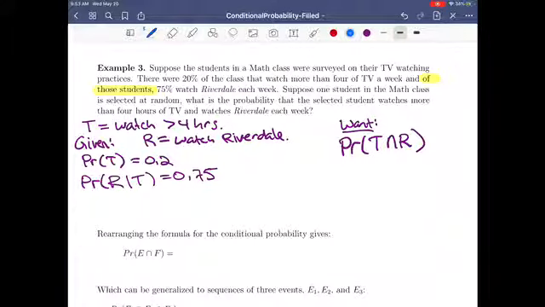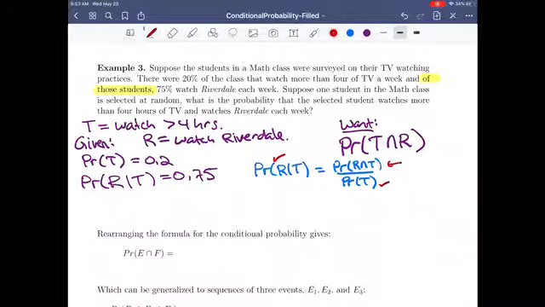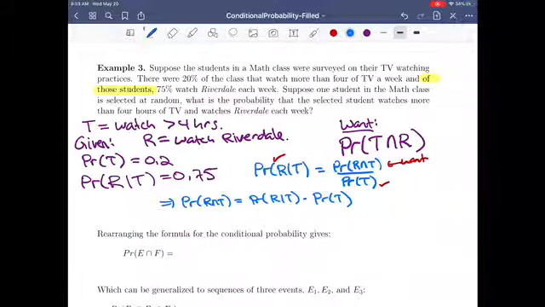Okay, now we can find this by again using the conditional formula. So I'm going to use the one that they gave us. So probability of R given T is going to be the probability of R intersect T over the probability of T. Okay, now notice that we have this and we have this, and we want that. So we can rearrange this equation. So the probability of R and T is going to be the probability of R given T times the probability of T. So I just multiplied on both sides of this equation by the probability of T.